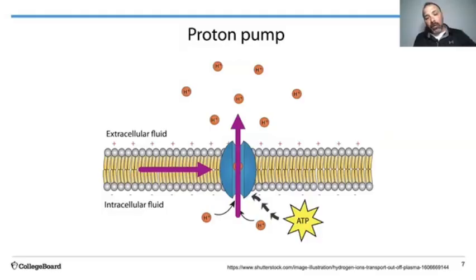And so we're going from low concentration to high concentration. We're trying to create this proton gradient, which is a term you're going to hear again. And again, to do all of this, we need ATP. So the proton pump is one of those examples you're going to hear about quite a bit in Unit 3, and so it's essential that you learn it now. So again, that proton pump, moving those H pluses.